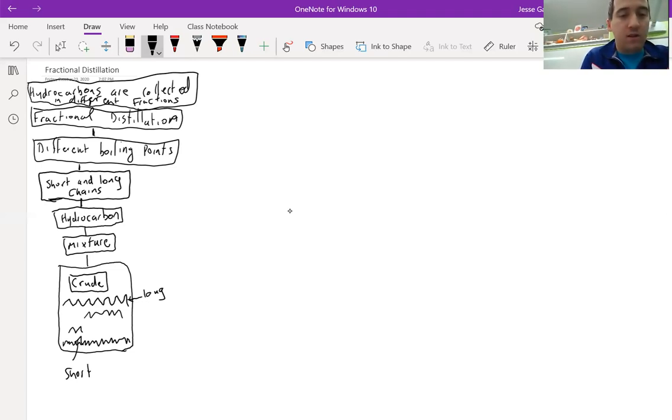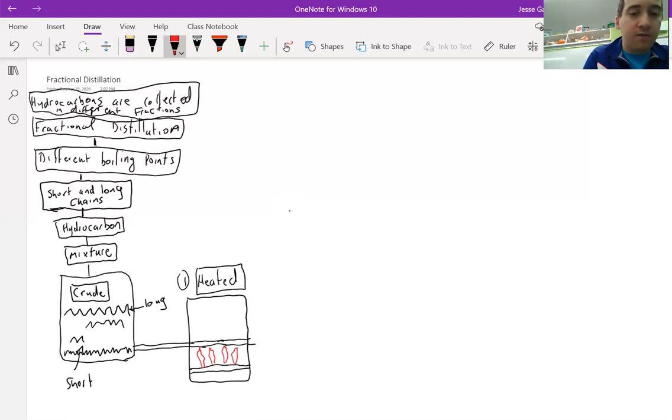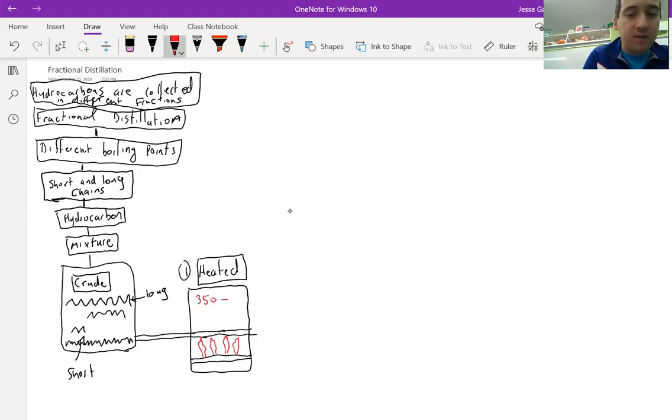Okay, so let's talk a little bit more about the process. So in the process of fractional distillation, the container of crude oil is piped out. So we have a pipe at the bottom of the container, which is going to pipe the crude oil out. The crude oil is going to go into a burner. Okay, so the burner here is going to heat the crude oil as it passes through. So these are flames. Okay, so we say step one is the crude oil gets heated. Now, what temperature is it heated to? Well, it's heated to about 350 to 400 degrees Celsius.